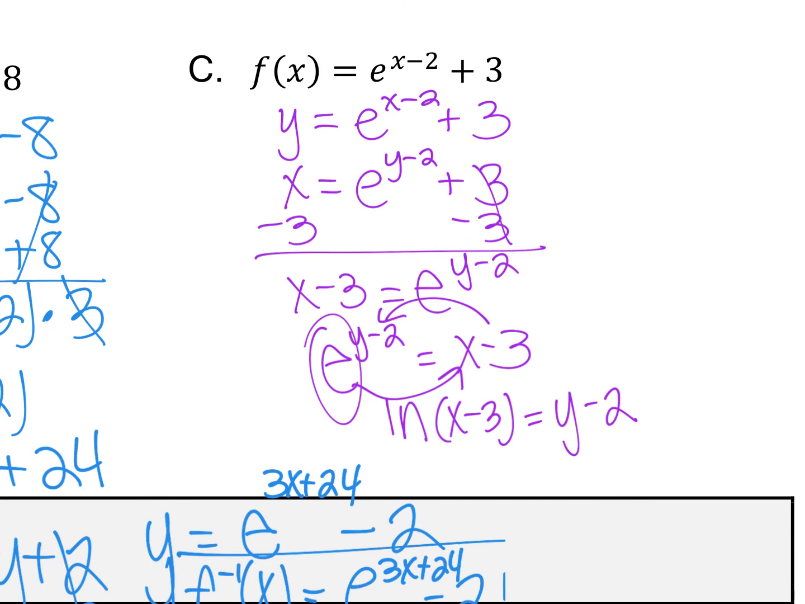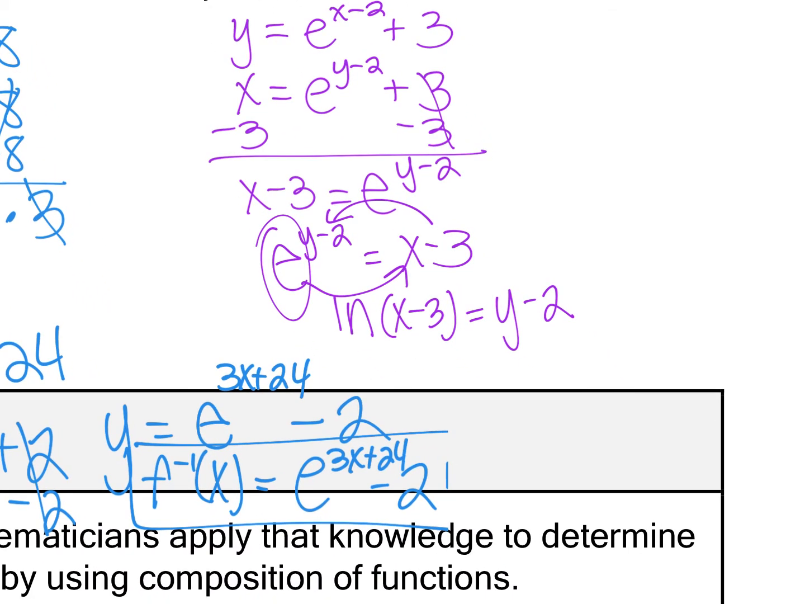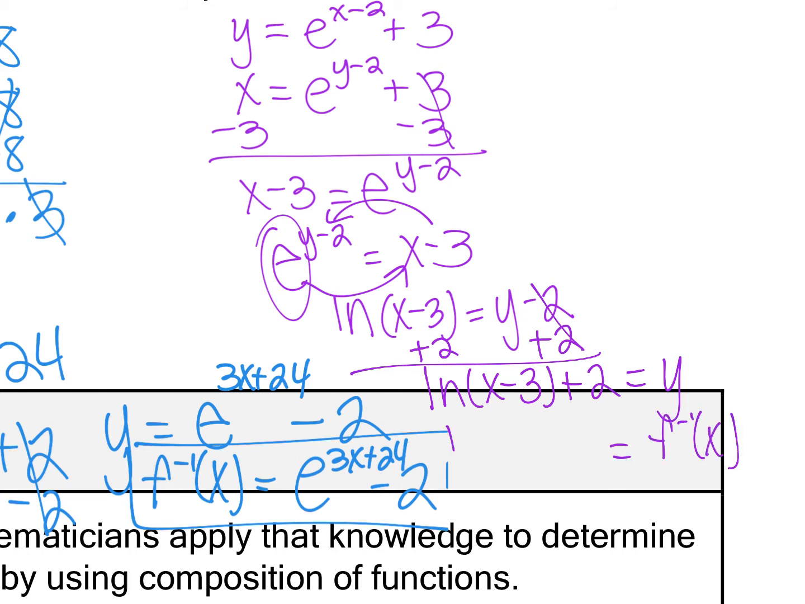So notice here that I don't have y by itself, so I need to add 2. And that gives me natural log of x minus 3 plus 2 equals y. And then I can change that to function notation.